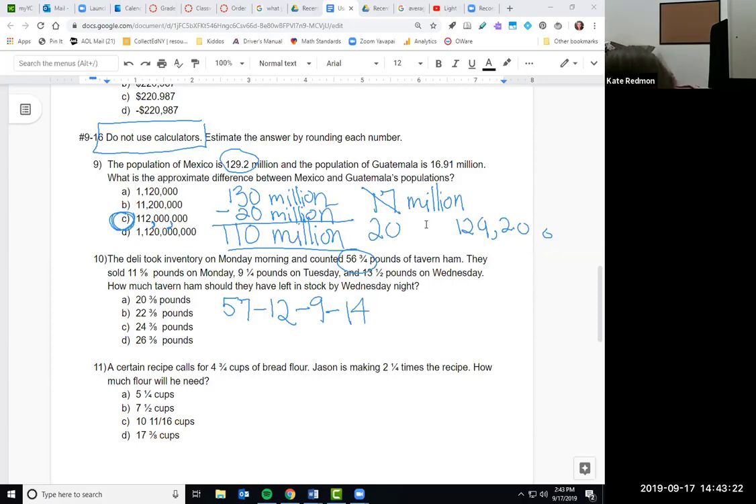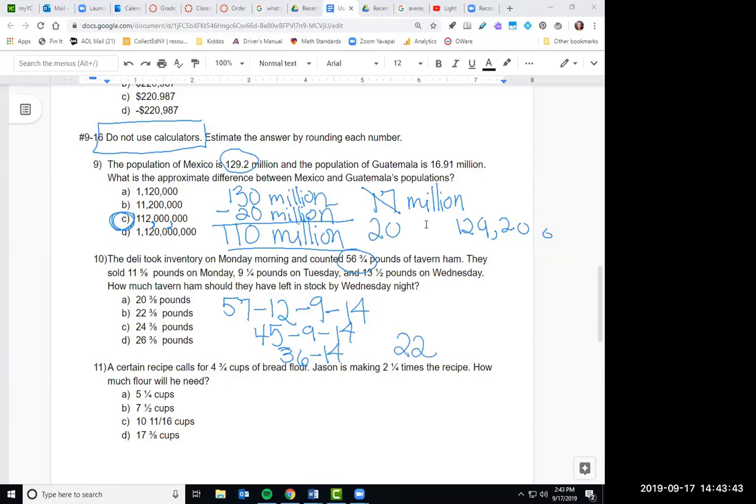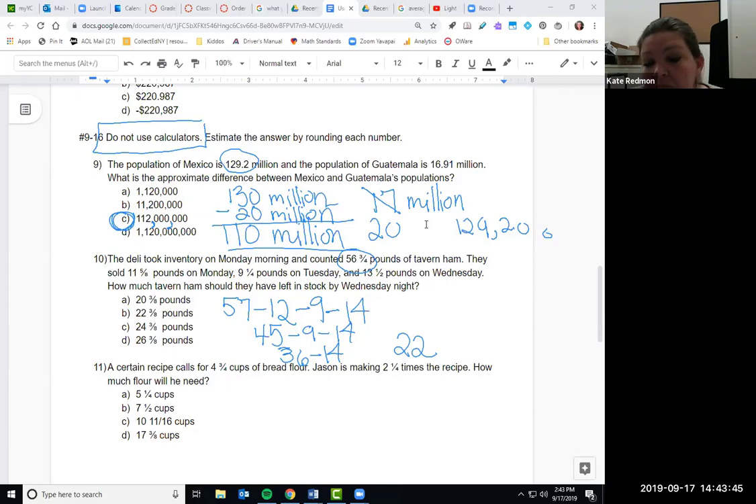Okay, so I'm going to estimate this. 57, if I take away the 12, I would have 45. And then if I took away the 9 from that, I'd have 36. You guys better watch me since I like to screw things up on the internet. And if I took out the 14, let's see, it looks like I'd have about 22 pounds. So which one of these answers most makes sense? B. B, okay, about 22 pounds. And if you'd rounded that 13 1/2 differently, you would have ended up with about 23 pounds. So we'd still be right around that same number.